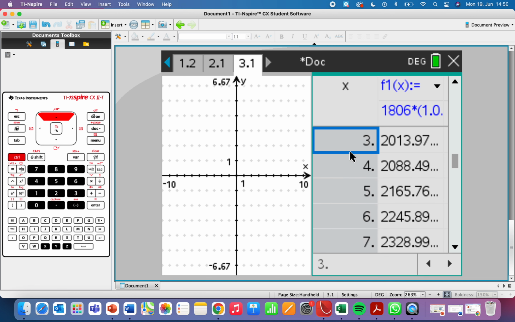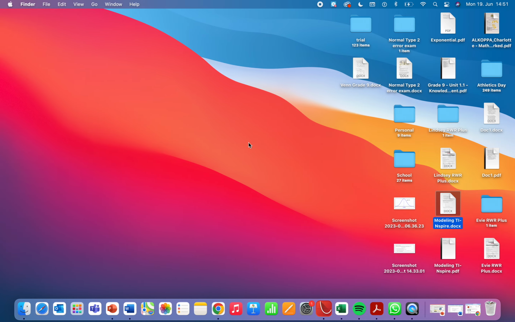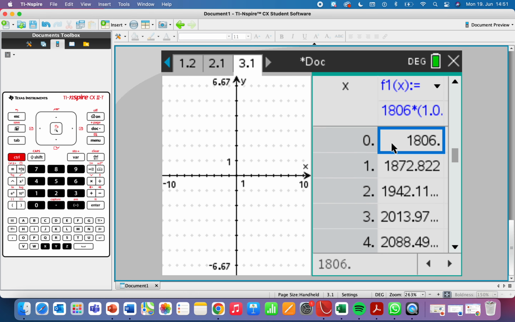But even better, if I actually go back to the questions, question A says write down in US dollars, because this is how it's measured, the GDP per capita in 1960, that's part A, and the Australian GDP per capita in 1961. We already have those two answers. Look, when we get to our TI-Nspire, this is how much in 1960, this is how much in 1961. We already have the answers. So the table of values is really, really useful. But I will show you how to do those two answers in a slightly different way.